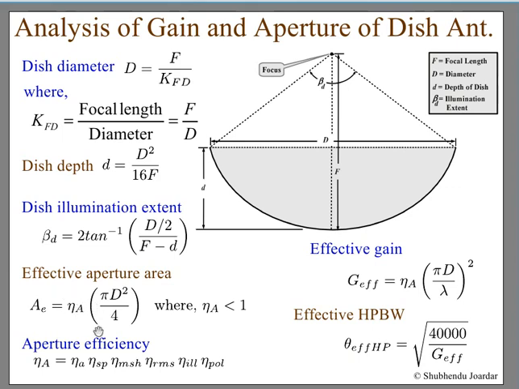That is this one. So we'll come to this. Now here you can analyze the dish geometrically. See, F is the focal length, D is the diameter, small d is the dish depth. This is the diameter. The focal length is between this point and this point. And the depth of the dish is between this and this. And this dotted line is the aperture surface.